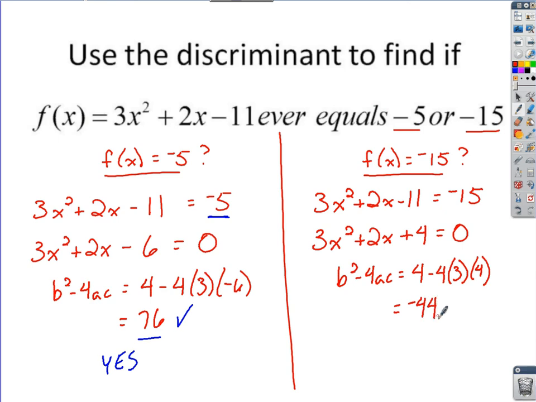As we talked about on the previous one, if the discriminant value is positive, then yeah, it's possible to get that function value back. But if the discriminant value is negative, like this one is, then it is not going to be possible to find a value of x where, if we plug in here, we're going to get negative 15. So negative discriminant, nope, not going to happen. We know the value of this function will never be negative 15.